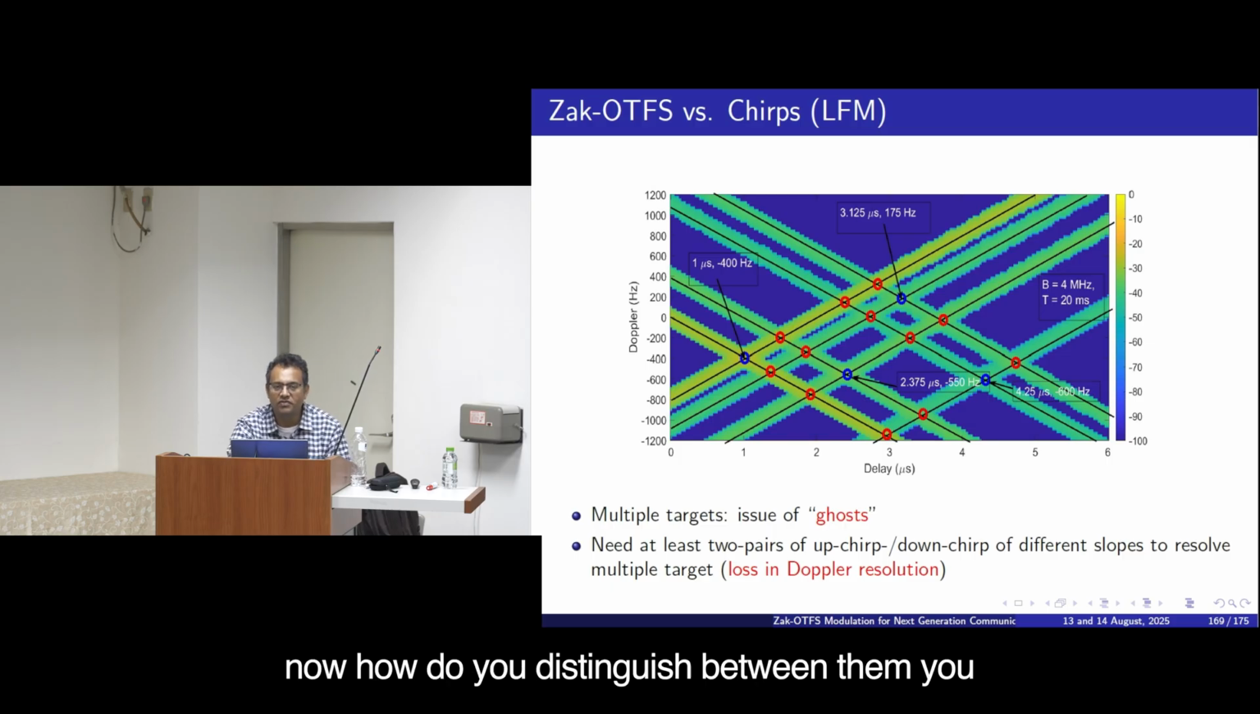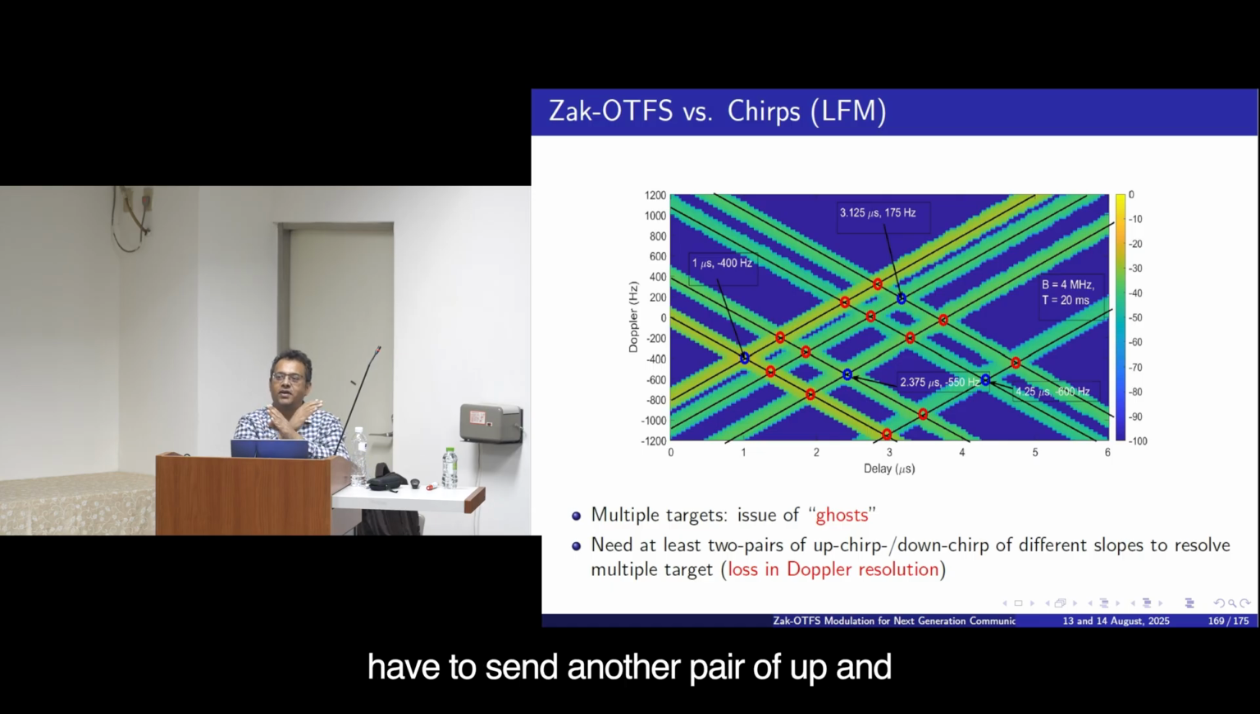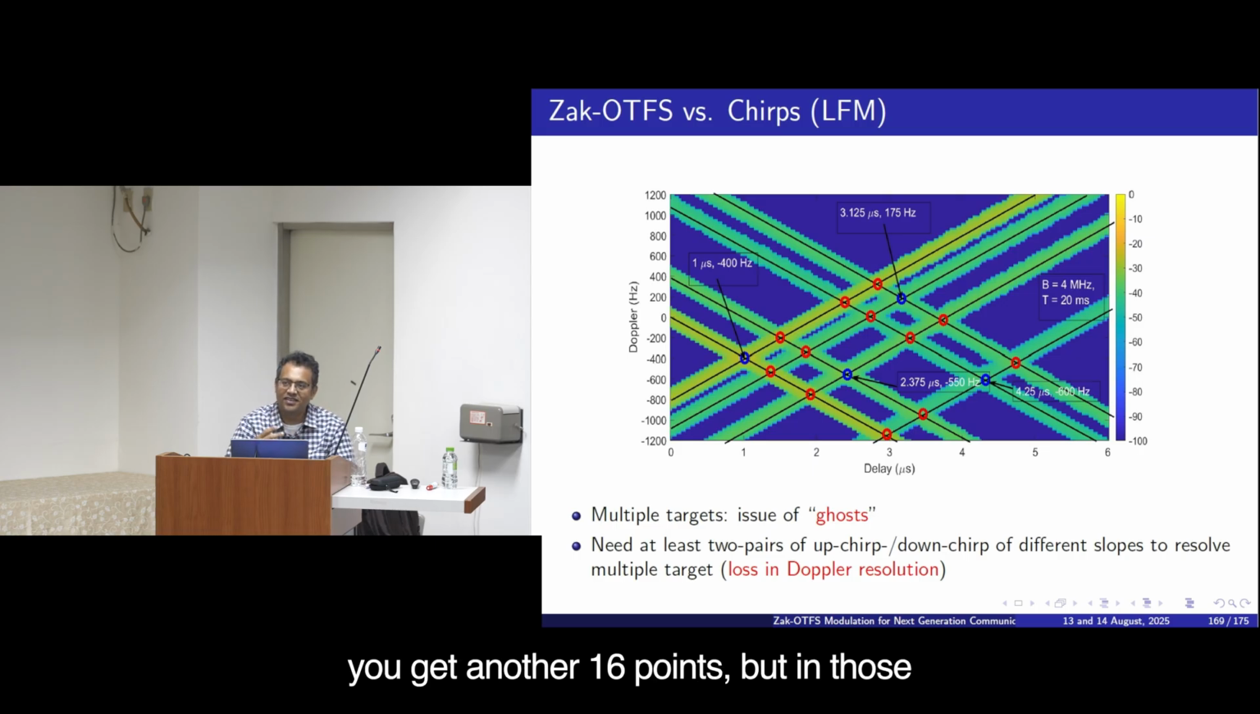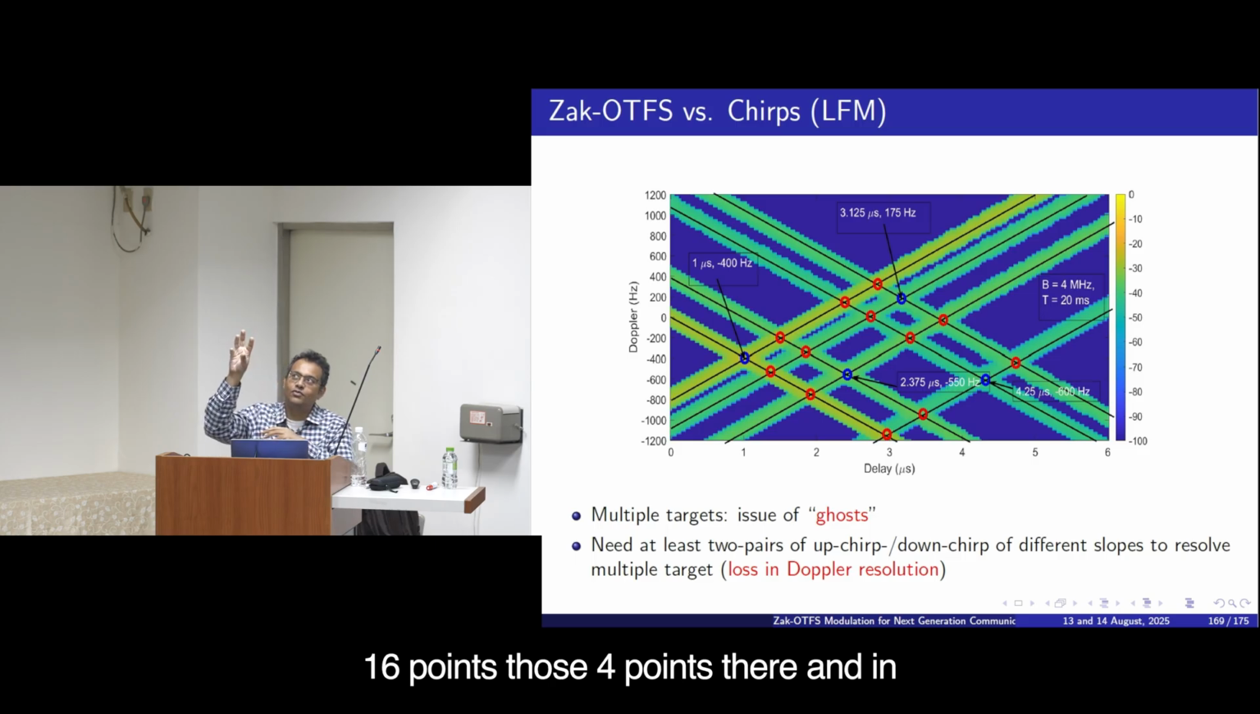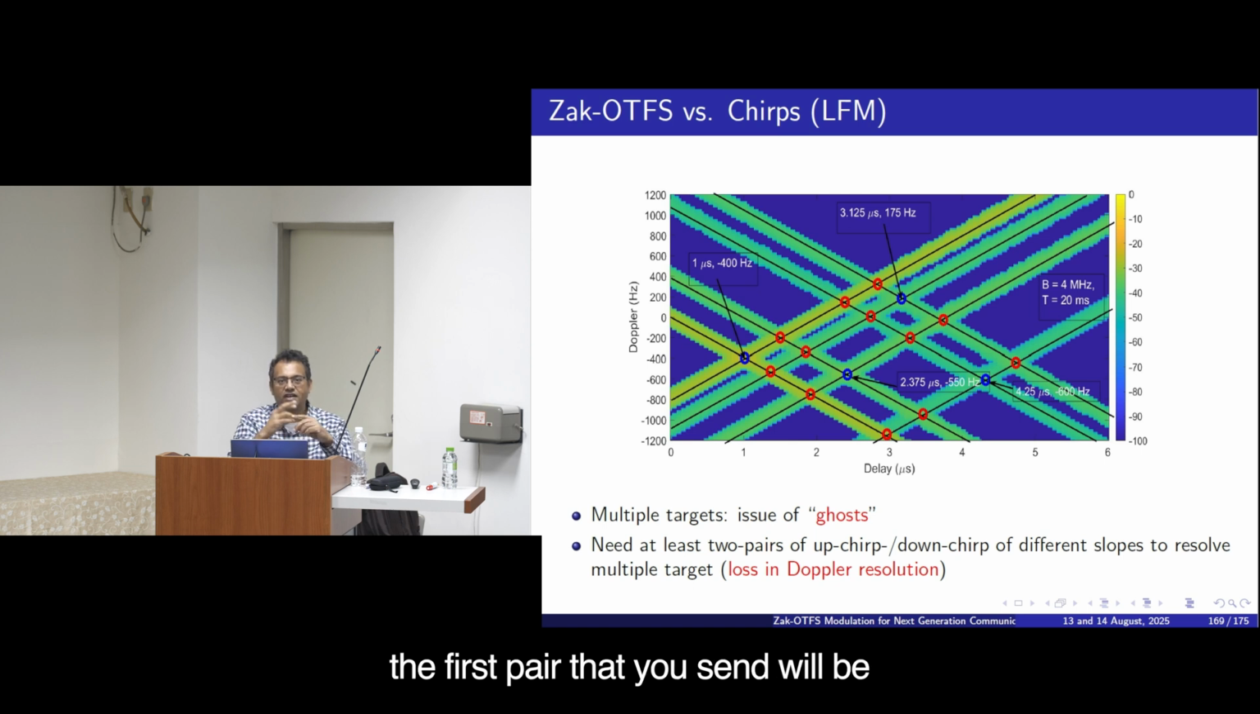Now, how do you distinguish between them? You have to send another pair of up and down chirps, but with different amplitudes, not A and minus A, maybe 3A, 2A and minus 2A, something like that. So you get another 16 points, but in those 16 points, those 4 points and in the first pair that you send will be the same. So, that is how you resolve.